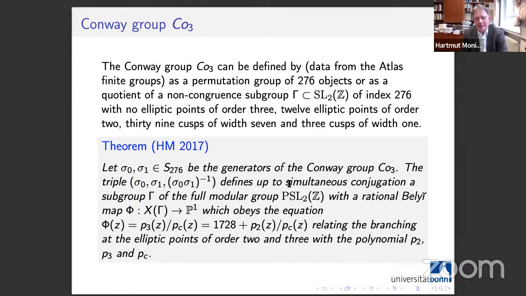So, as I mentioned in my last talk, the group Conway 3 can be defined as a permutation group of 276 objects. In the Leech lattice, this corresponds to pairs of 276 lines, which are stabilized by Conway 3 in the Leech lattice. And that corresponds to a non-congruence group gamma of index 276 with no elliptic points of order 3, 12 elliptic points of order 2, 39 cusps of width 7, and 3 cusps of width 1.